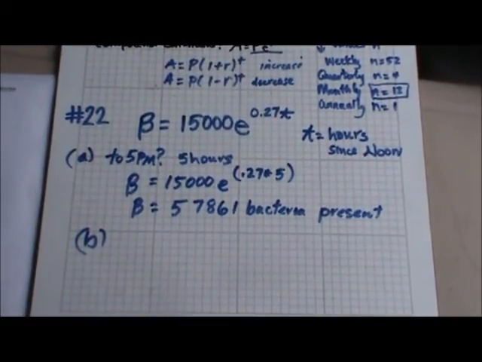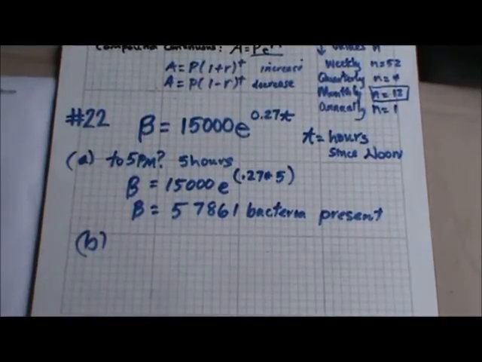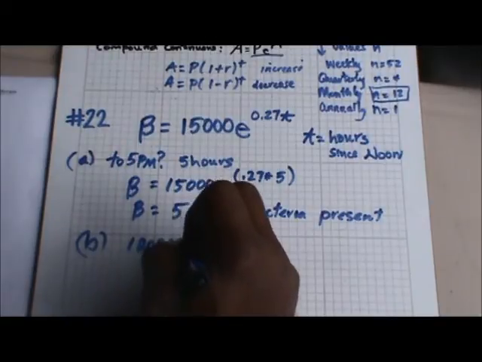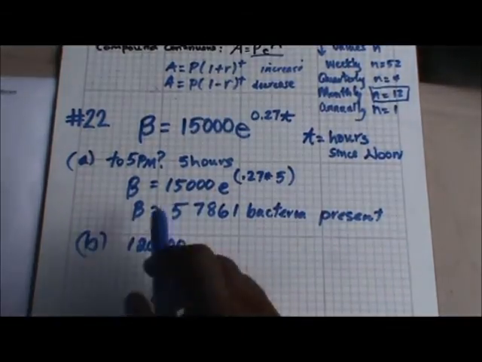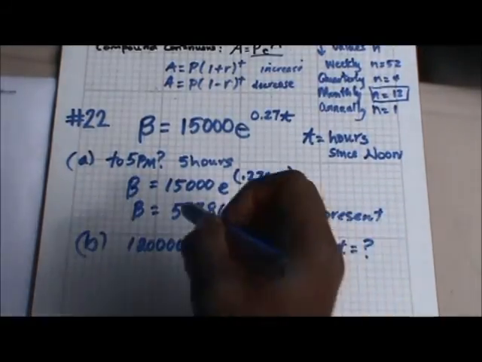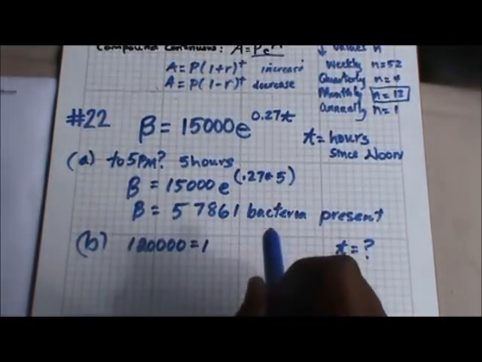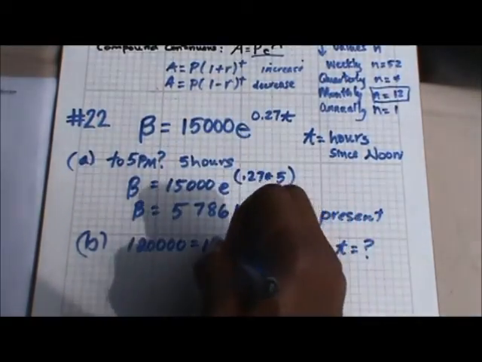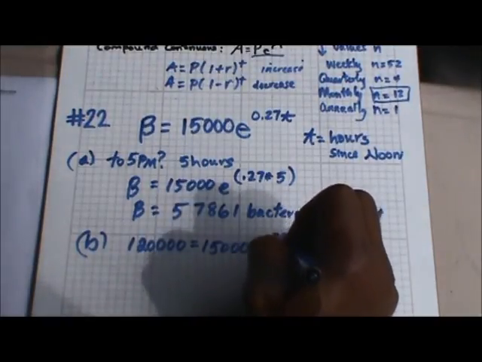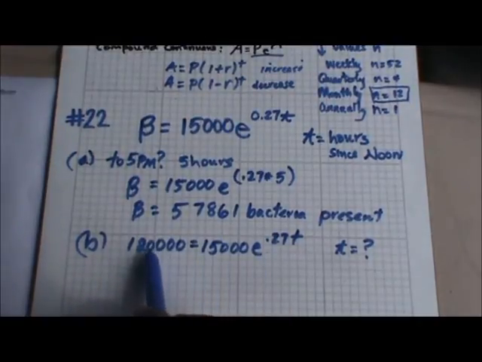For our B problem, it says, how long, correct to 3 decimal places, will it take for there to be over 120,000 bacteria? So they want to know when, or how long it will take. We're looking for time in this question. We take the right side of the equation, E to the 0.27 T, and we set it equal to that 120,000.